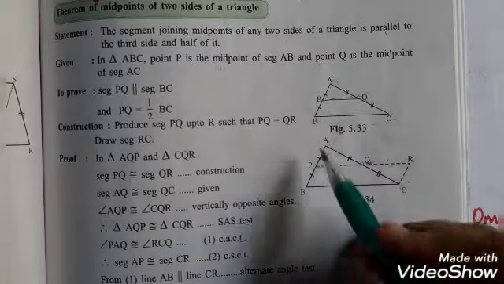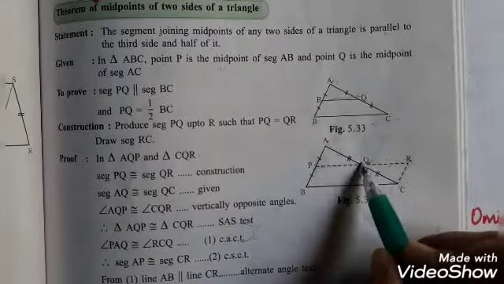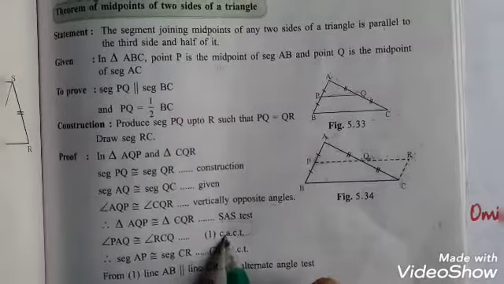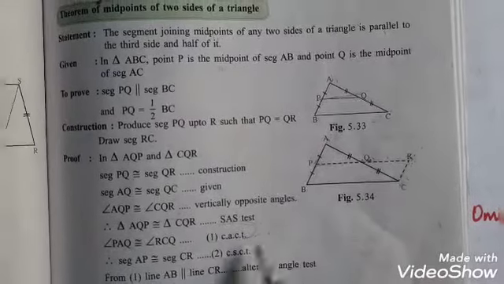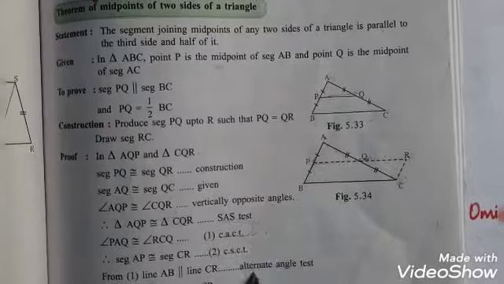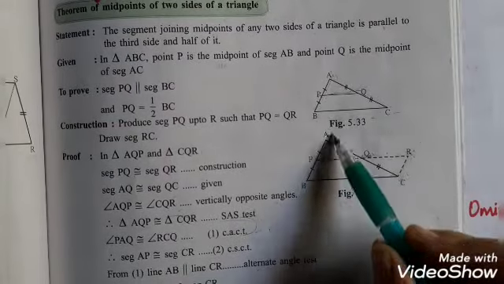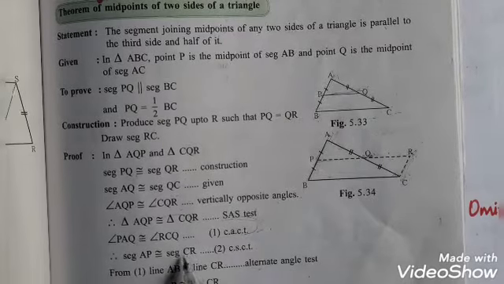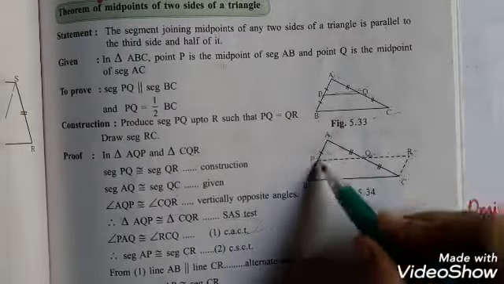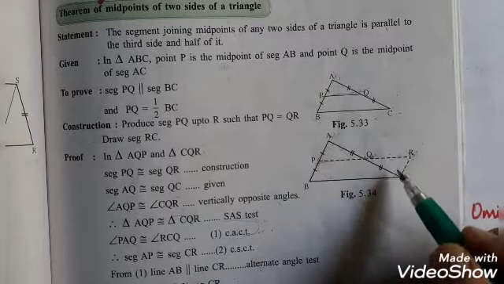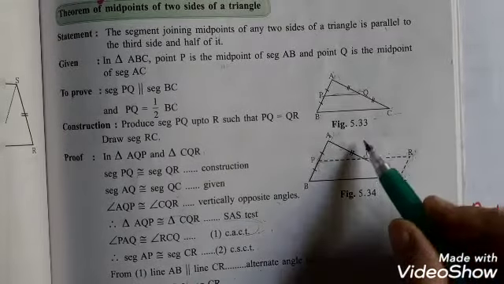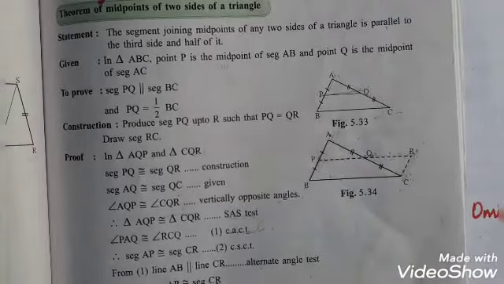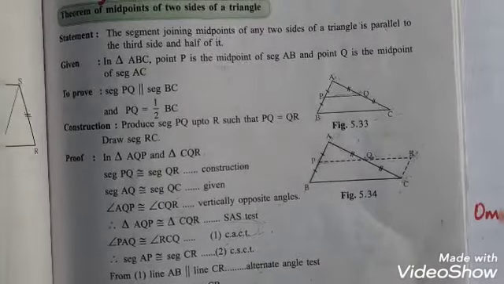Why? Because angle PAQ and angle QCR form alternate angles and they are equal. So by the alternate angle test, I can say that AB is parallel to CR. And from equation 2, since AP is congruent to CR, that is by equation 2.